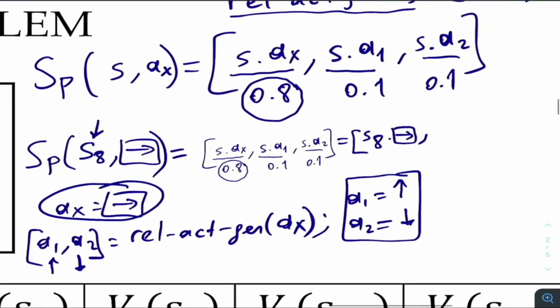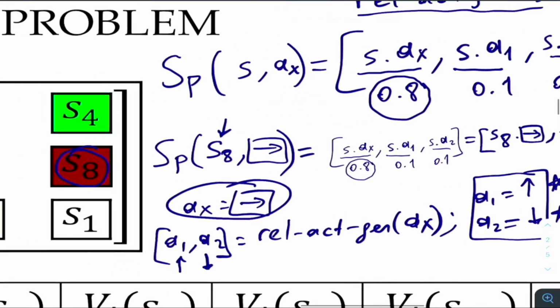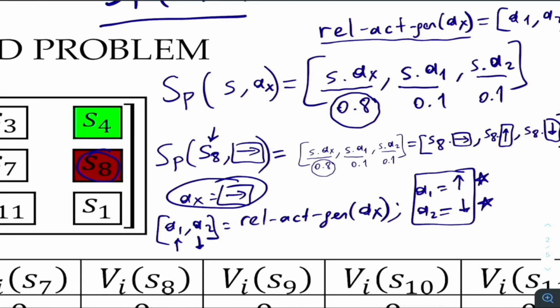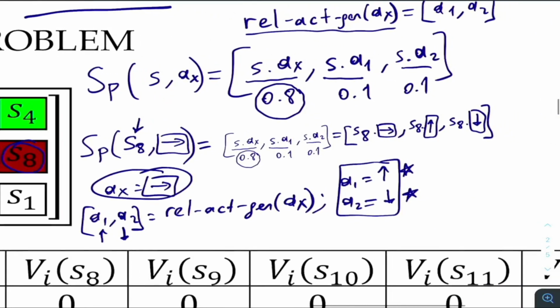comma, S8 dot up, and S8 dot down. Okay, what is S8 dot right? What is the right neighbor of S8? Again, it is next to it, left of the wall, right? And that's why S8 dot right is S8.